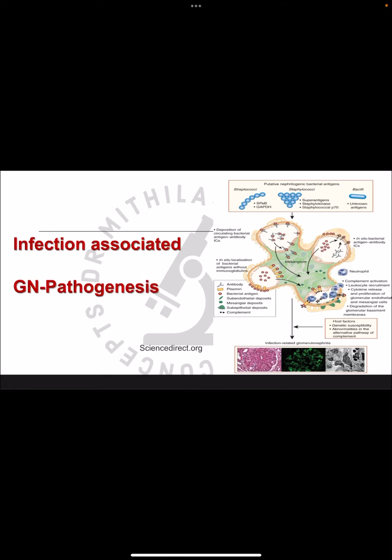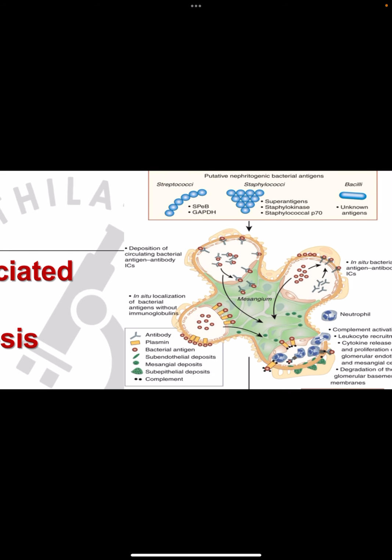So we should start with the pathogenesis. So infection-associated glomerulonephritis can be caused by a variety of pathogens like bacteria, viruses, then parasites. The most common is caused by the beta hemolytic streptococcus. So these bacteria or these infectious agents have certain antigens. So when they reach the body, antibodies are formed against these antigens. For example, in streptococcus, there is this antigen which is SPEB. So its name is streptococcal pyogenic exotoxin.